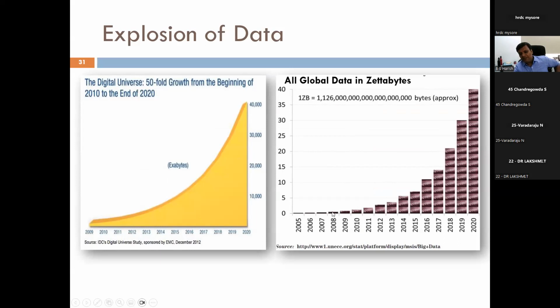So what type of graph are you seeing? It is an exponential graph, right? So it is an exponential graph, and every day the data is getting added and added and added.